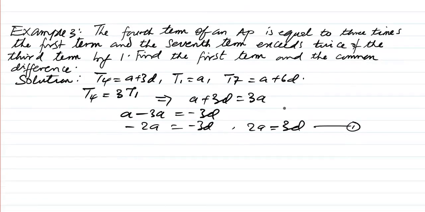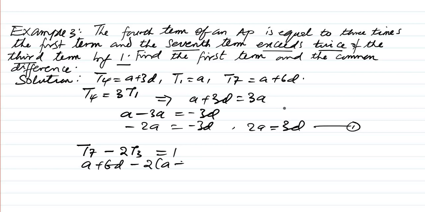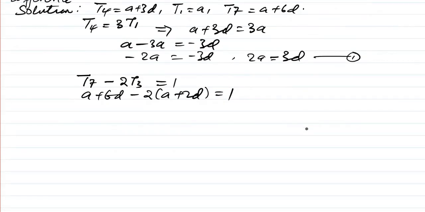And if you go to the second line of the statement, it says that the seventh term exceeds twice the third term by 1. Exceeds means that it's greater. So that means that the seventh term, T7 minus 2 times T3, will be equal to 1. That means a plus 6d minus 2 bracket a plus 2d equals 1. Open the brackets.